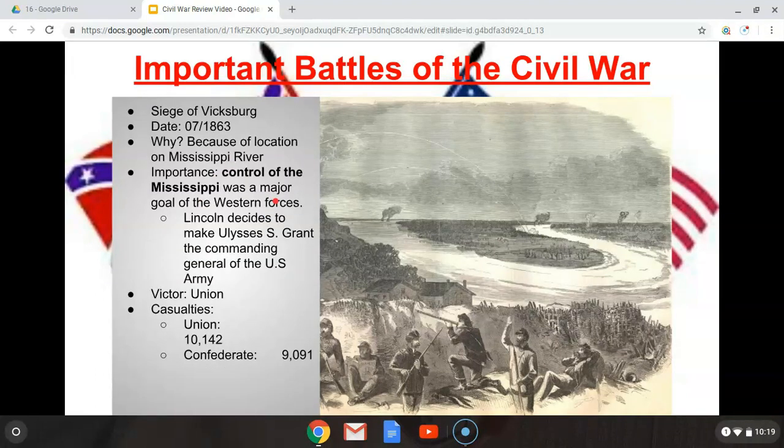The one you want to know about the Mississippi is the Siege of Vicksburg, Mississippi, in July of 1863, fought because of the location of the Mississippi River, because we wanted control of the Mississippi River. Lincoln decides to make Ulysses S. Grant the commanding general of the U.S. Army here. Union victory, 10,000 soldiers to 9,000 soldiers casualties.